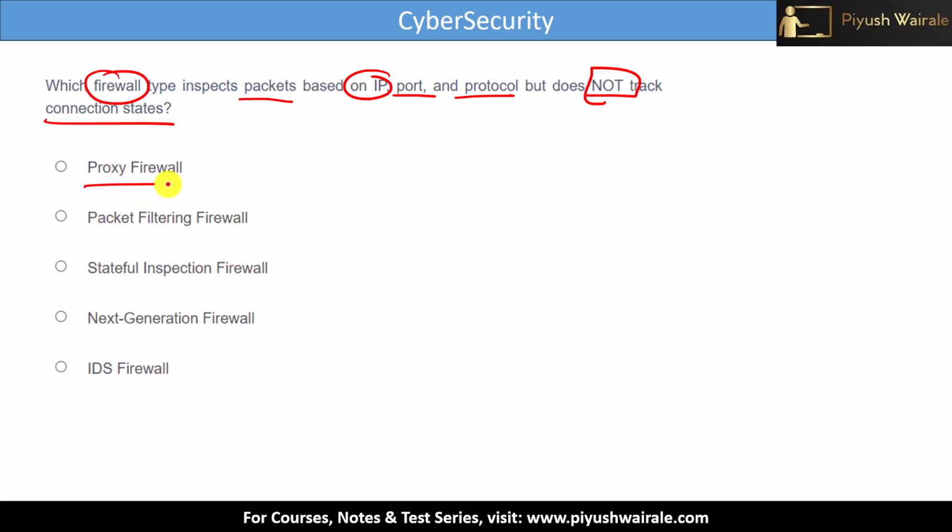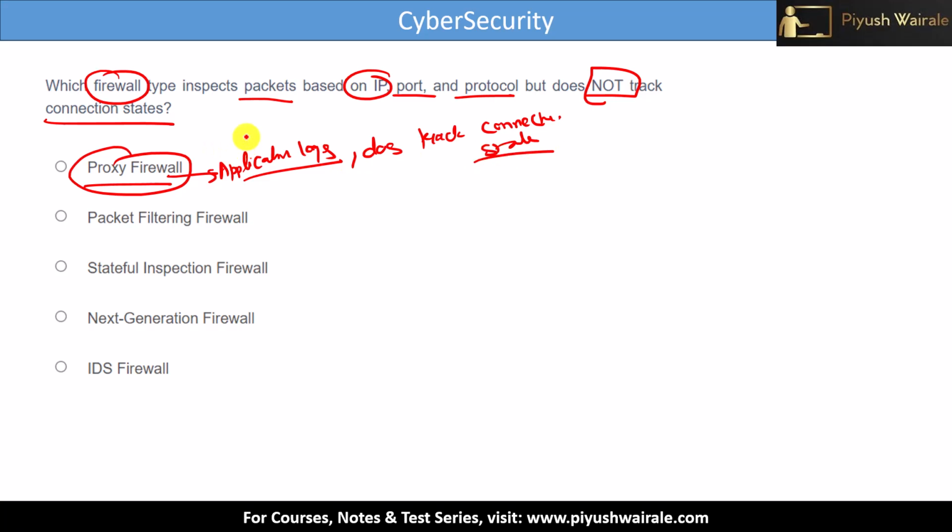So what about the proxy firewall? Proxy firewall means what? If you look at the firewall, we have different layers, right? So it works in the application layer, and it does track the connection state. So we can see option A is not correct here because it works in the application layer and it does track the connection state.